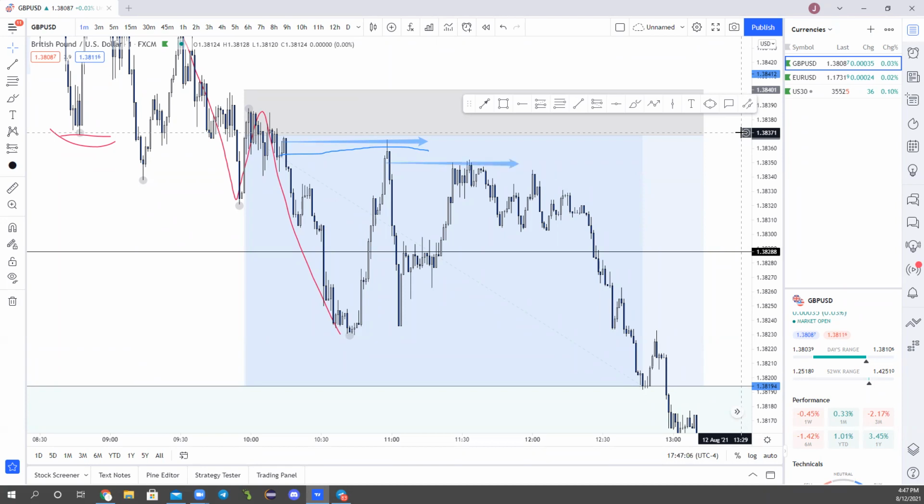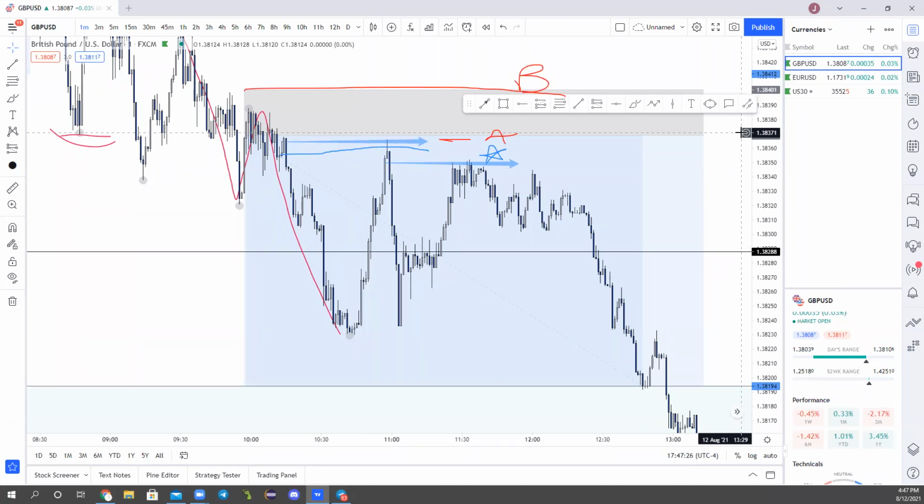How would you use the fib, where would you reposition your stop loss? Let's say for example you entered here, would your stop loss be up here at option A or still all the way up here at option B?